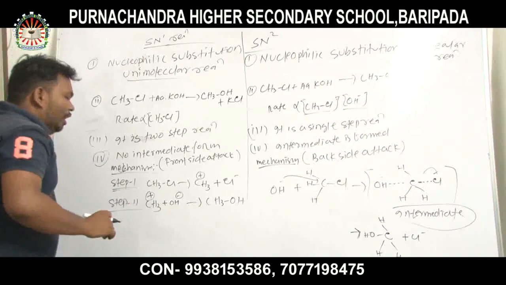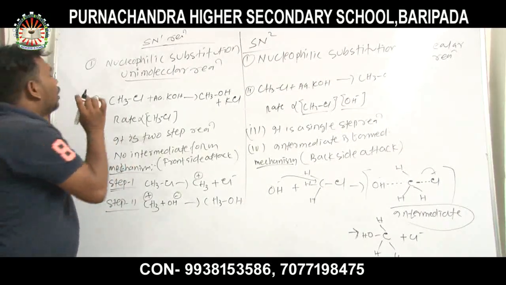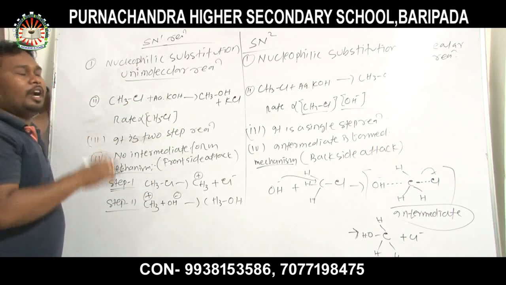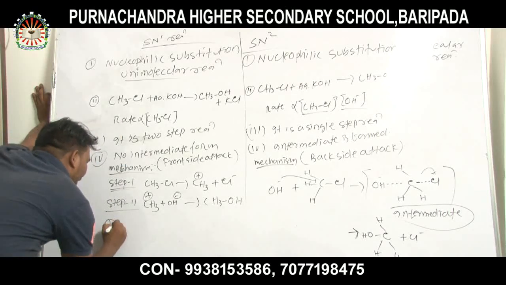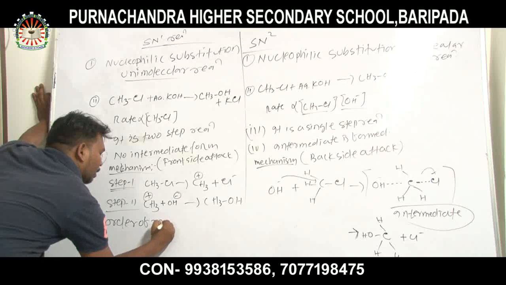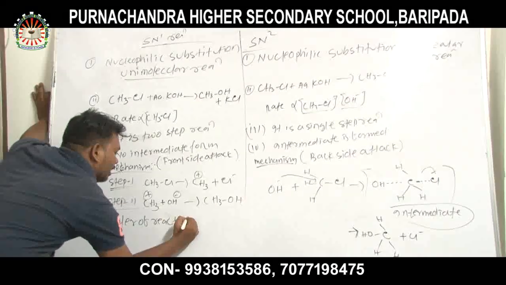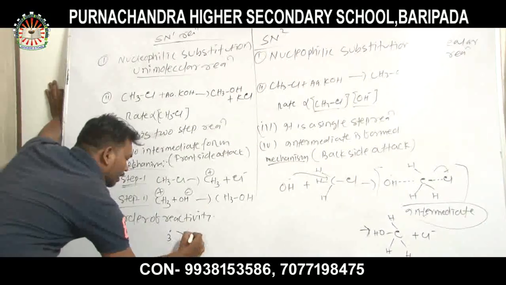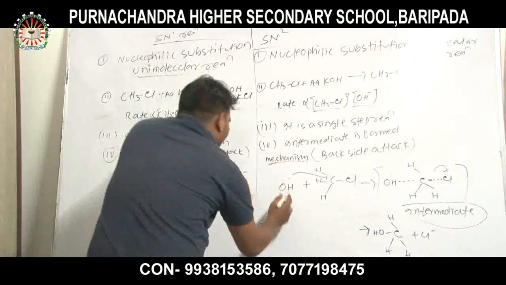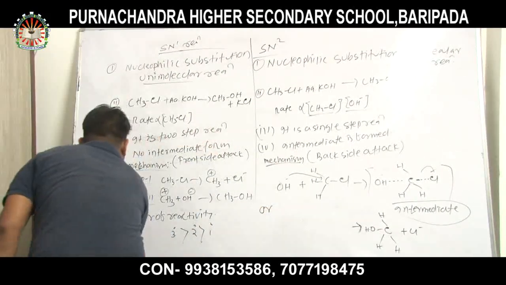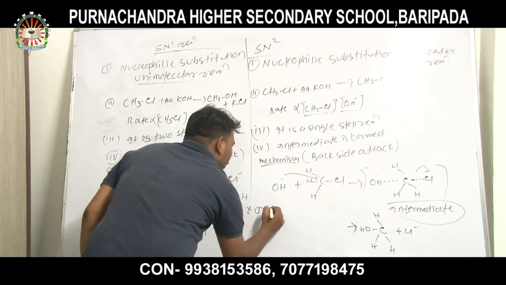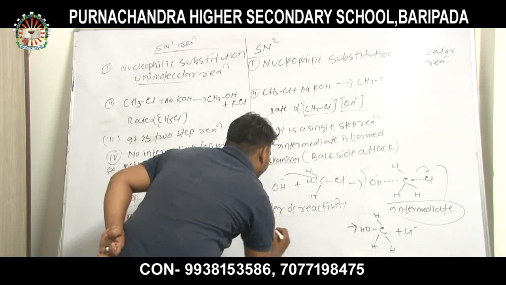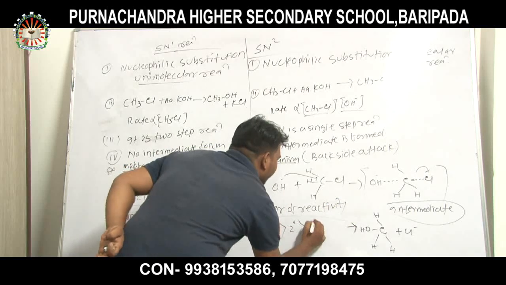Now I can tell you the order of reactivity of SN1 and SN2 reactions, which alkyl halides react more readily. For SN1 the order of reactivity is 3 degree greater than 2 degree, then 1 degree. For SN2 the order of reactivity is 1 degree greater than 2 degree, then 3 degree.